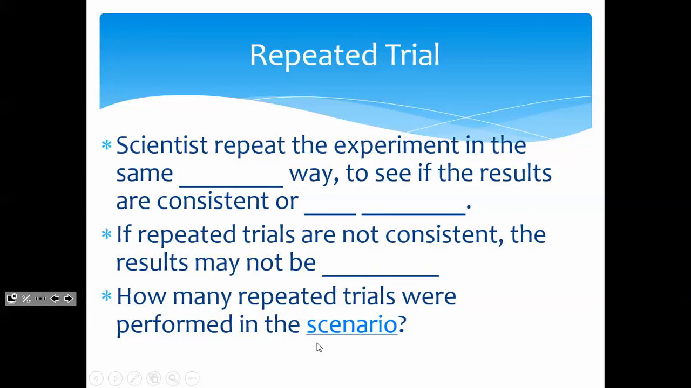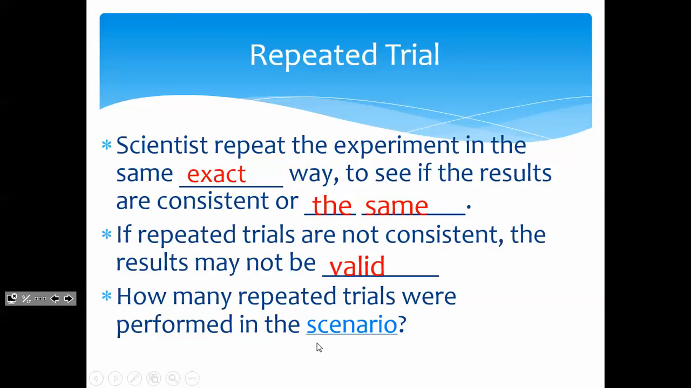And then, of course, repeated trials. Scientists repeat the experiment the same exact way to see if the results are consistent all the time. If the repeated trials are not consistent, then the results aren't actually valid. So, of course, there could always be an outlier. If I did the same thing 30 times and once or twice the data really was off, that might just be a simple mistake. But I want to keep getting the same results each time, or else my data isn't very valid.